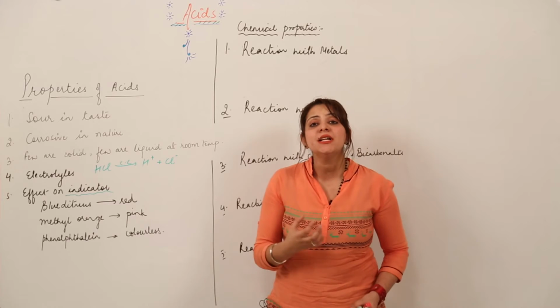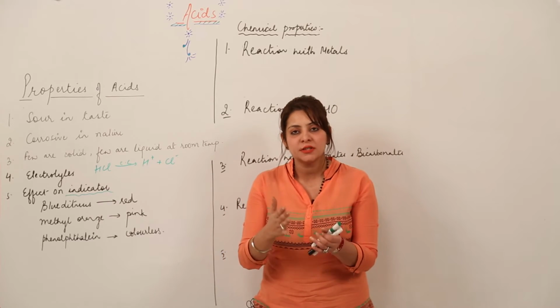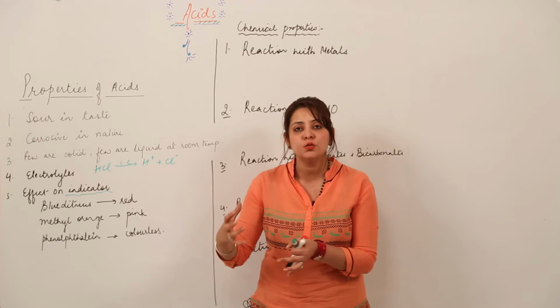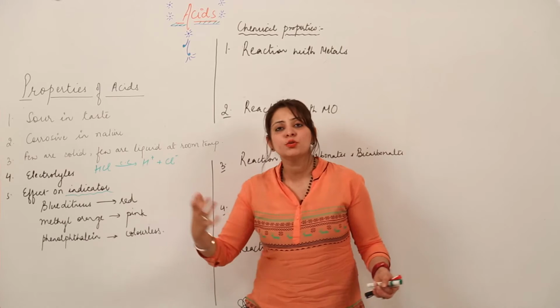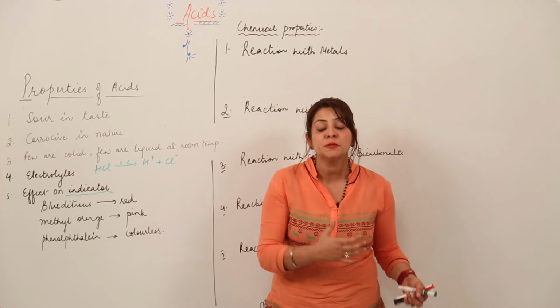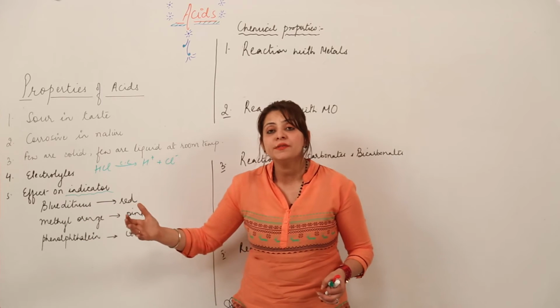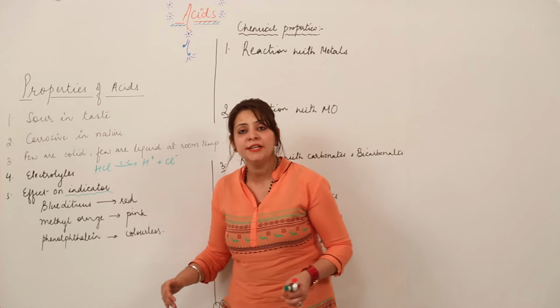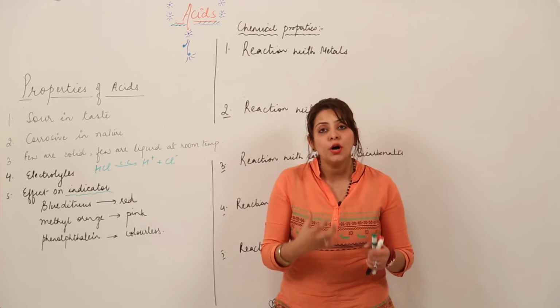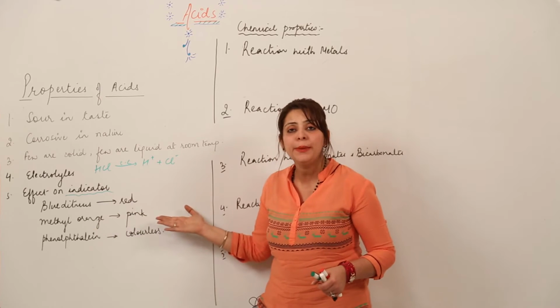See, the original color of litmus is purple, but when it is used in the lab, it is used in two classes, or you can say two colors: blue litmus and red litmus. Acids do not show any effect on red litmus, but they do show an effect on blue litmus. What effect? They turn blue litmus red. Second, we have methyl orange, whose original color is orange. What happens when we add acid to it? The methyl orange turns pink.